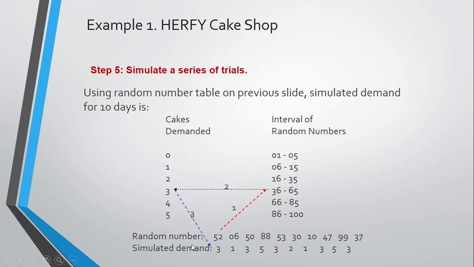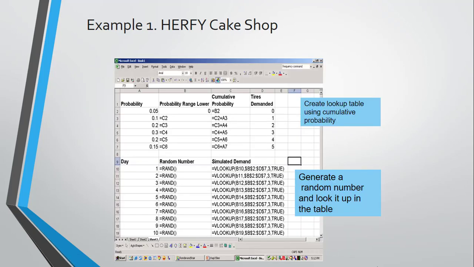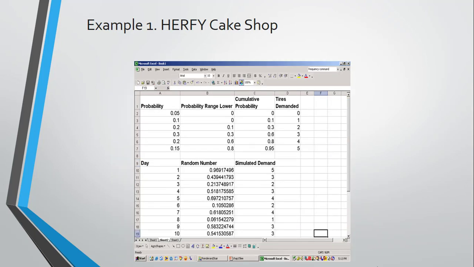By using these random numbers, you can create a random, simulated demand: 3 cakes on this day, 1 cake, 3, 5, 3, 2, 1, 3, 5, 3, etc. That's how you estimate random demand for your cakes. In fact, you can also use computers to create a lookup table using cumulative probability. You generate a random number and look it up in the table, doing the exact same thing as we just did. You calculate the simulated demand: 5 cakes on day 1, 3 cakes on day 2, etc.